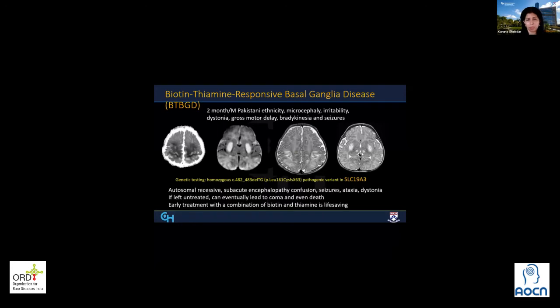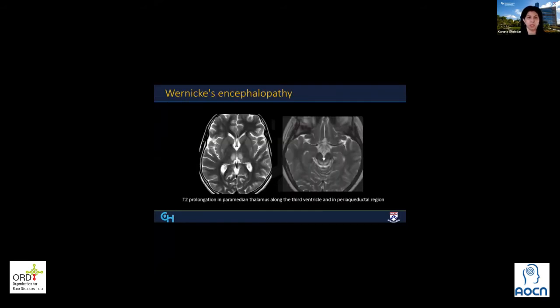This is an autosomal recessive condition which causes subacute encephalopathy, confusion, seizures, ataxia, dystonia. And if it is left untreated, it can lead to coma and even death. Early treatment is possible with a combination of biotin and thiamine and is actually life-saving. So this has a very nice radiological signature, we know the gene for this, and it is also a treatable one. So we should be able to identify this condition.